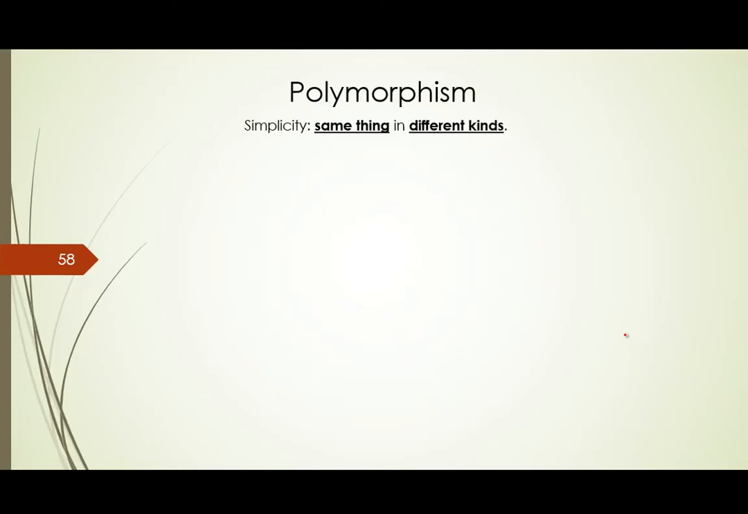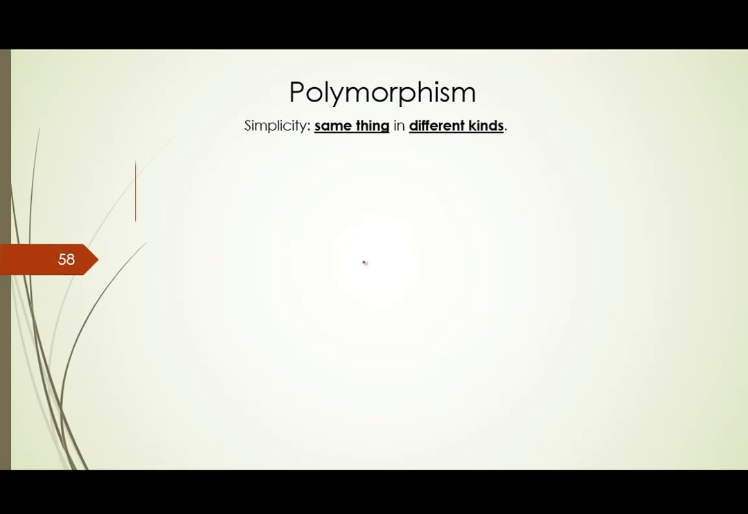Polymorphism means same thing in different kinds. To simplify that, let's say you have a toy, and it's the same toy you can buy in red, green, and blue color. That's it, the 3 different flavors. That's polymorphism. That's the real life example.